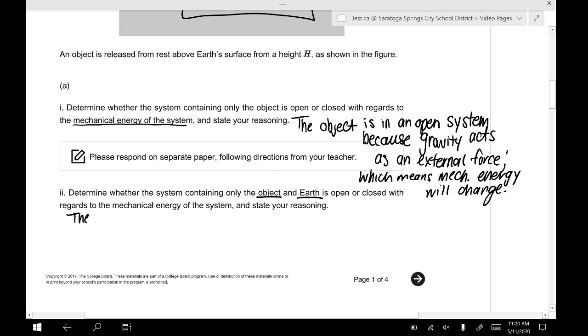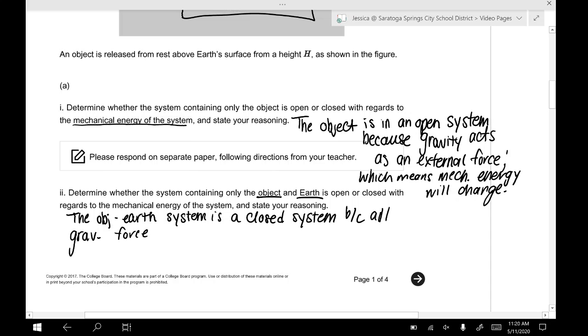So the object Earth system is a closed system because all gravitational forces are internal and energy is conserved.